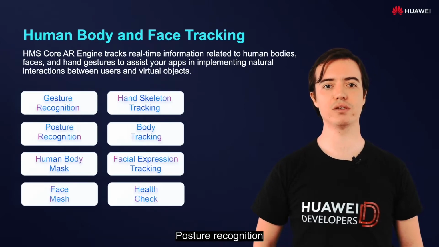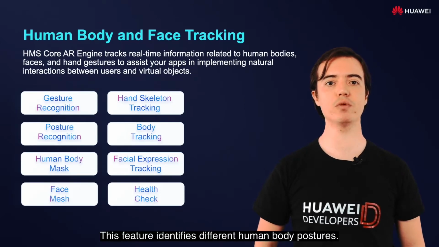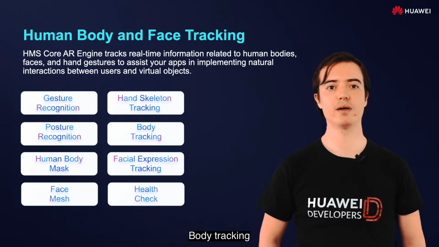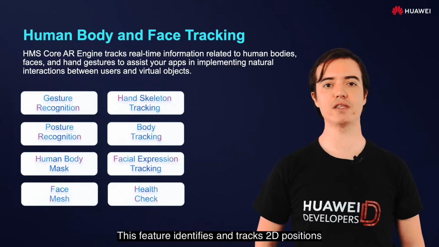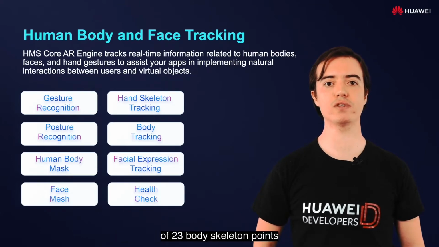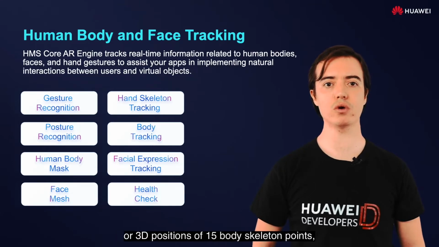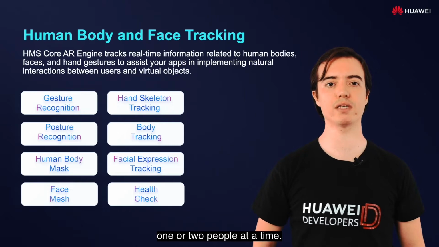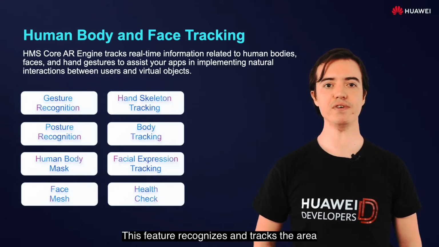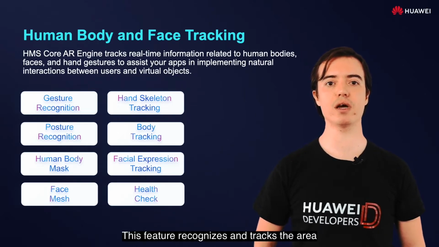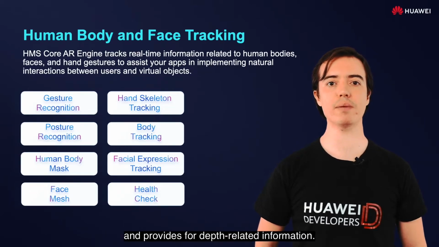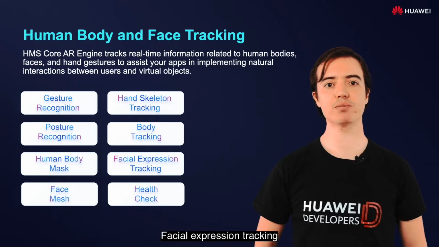Posture recognition. This feature identifies different human body postures. Currently, 6 posture types can be identified. Body tracking. This feature identifies and tracks 2D positions of 23 body skeleton points or 3D positions of 15 body skeleton points and supports the tracking of 1 or 2 people at a time. Human body mask. This feature recognizes and tracks the area where a person is located within the current image and provides depth-related information.